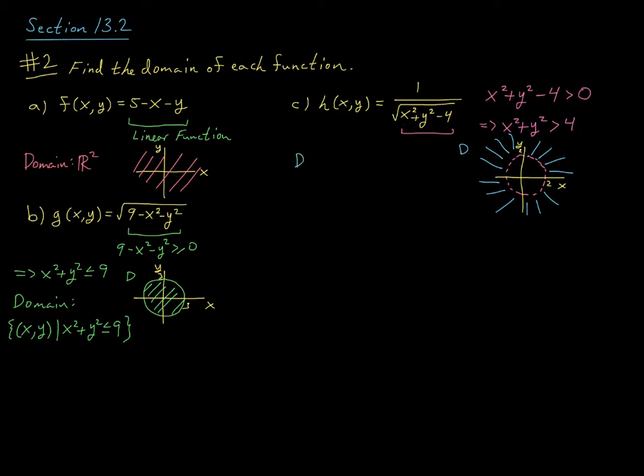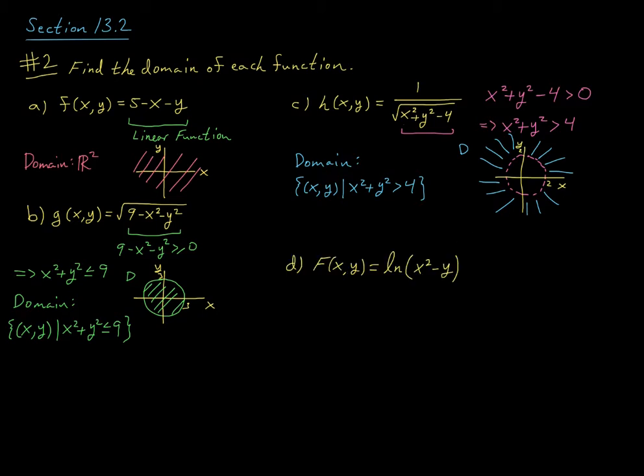And we could write the domain as a set in much the same way we did for part B. It'd be the set of all ordered pairs x, y such that x squared plus y squared is strictly greater than 4. Okay, there would be our domain. Okay, great. And then one more here.